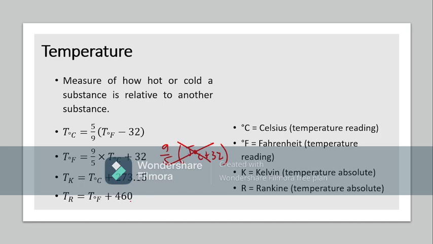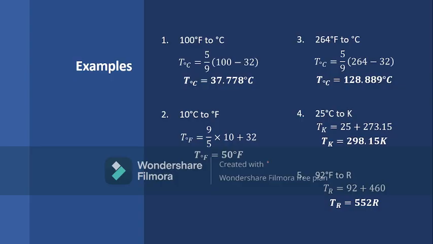Now, the degrees Celsius here and degrees Fahrenheit, we call this one as the temperature readings. Temperature readings. Ang meron tayo ng degrees Celsius and degrees Fahrenheit. Si Kelvin and Rankine, these are your temperature absolutes. Okay? So, how we're going to convert the unit of temperatures? I'm gonna show you some examples here.